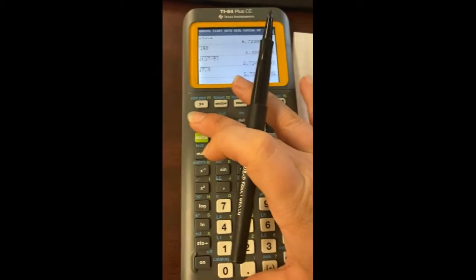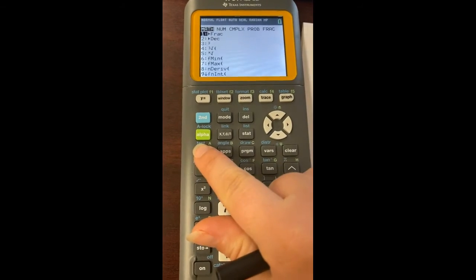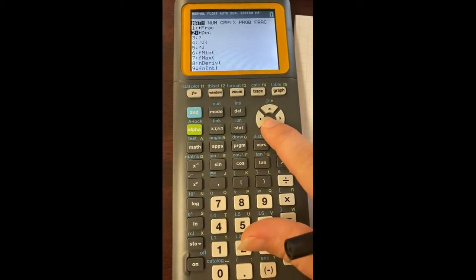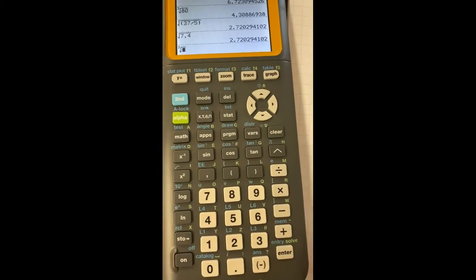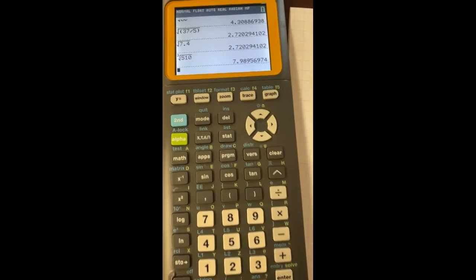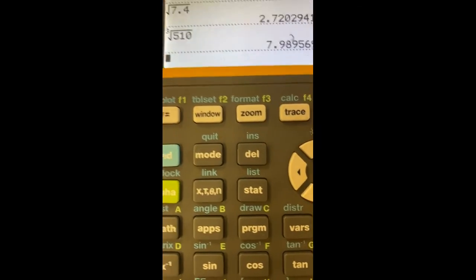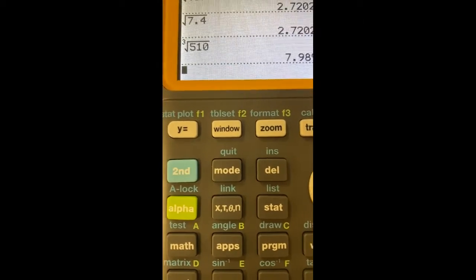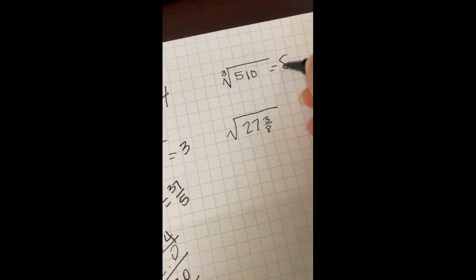All right, so next we're going to do another cube root, of 510. So we hit math, and you go down to number 4, or you can literally click the number 4. We got it. And it was 510, and let's see what it is about. Ooh, so this 8 bumps the 9 to a 10, and the 9 bumps the 7 to an 8. So the cube root of 510 is about 8.